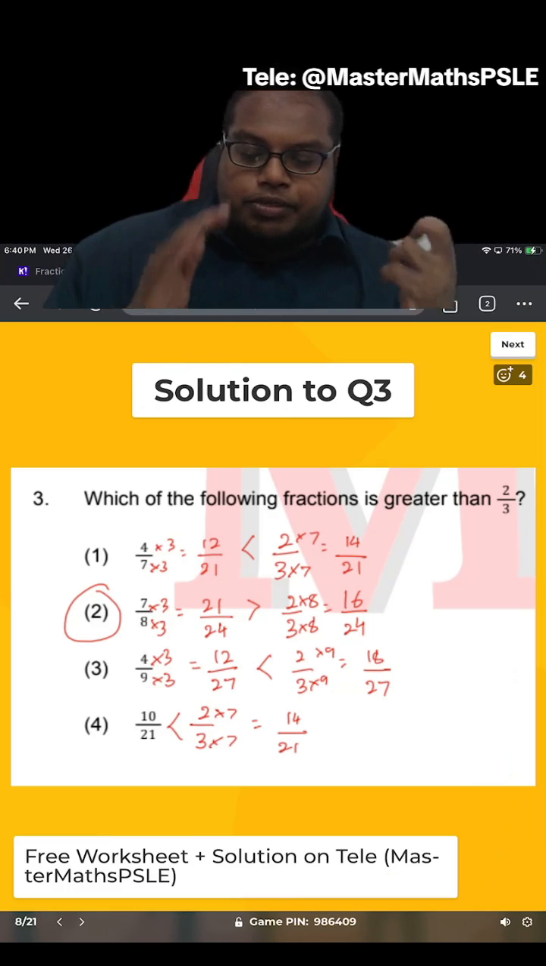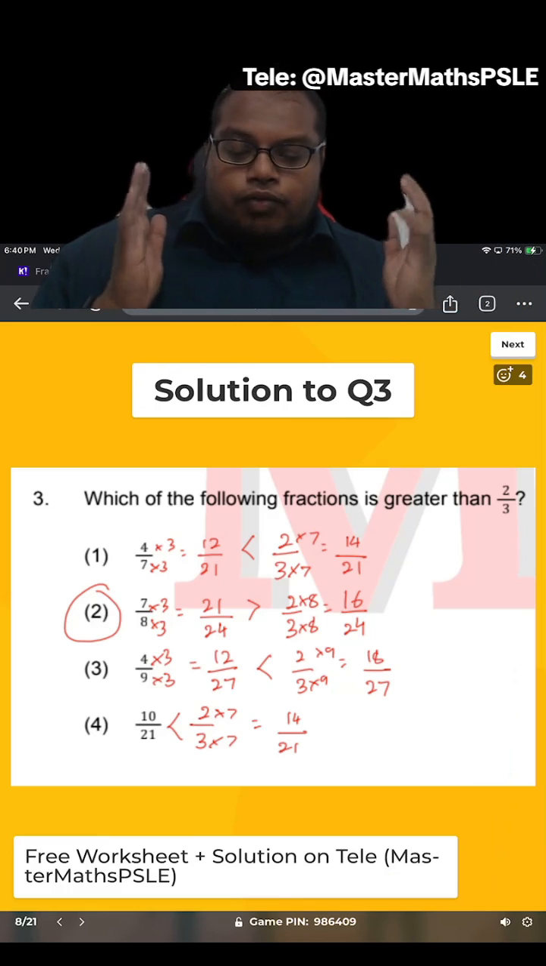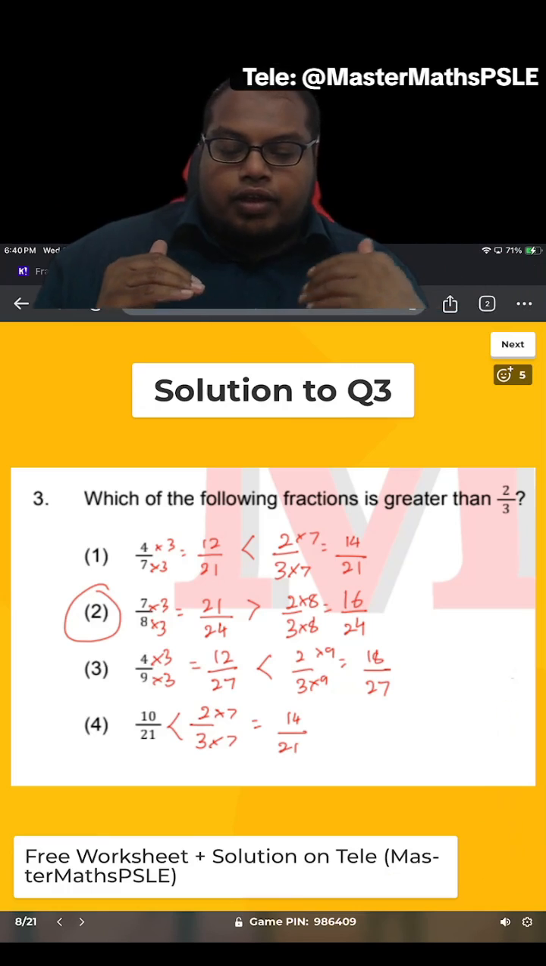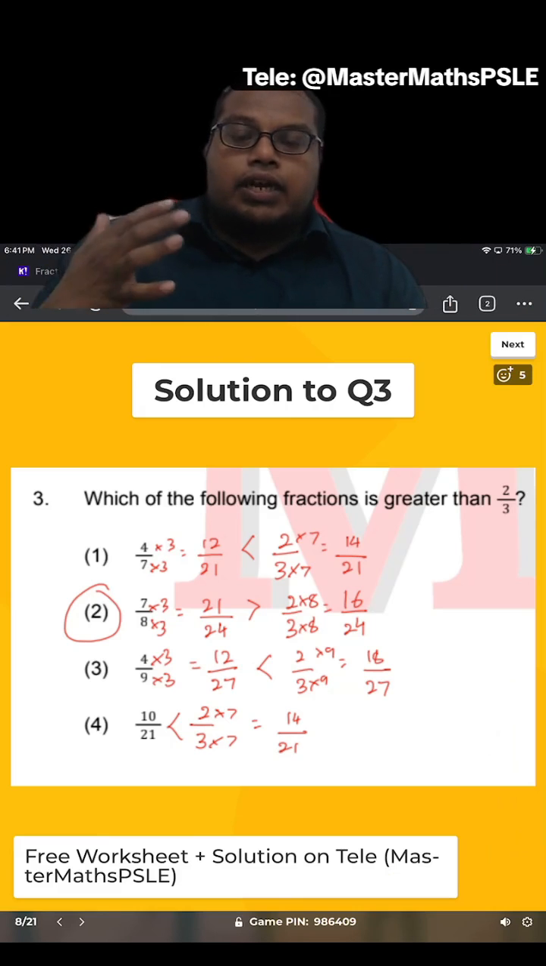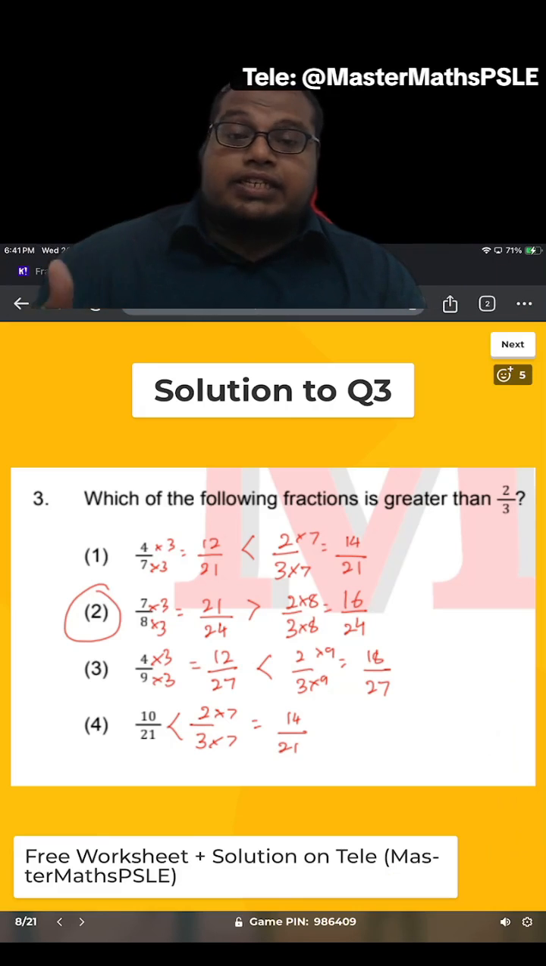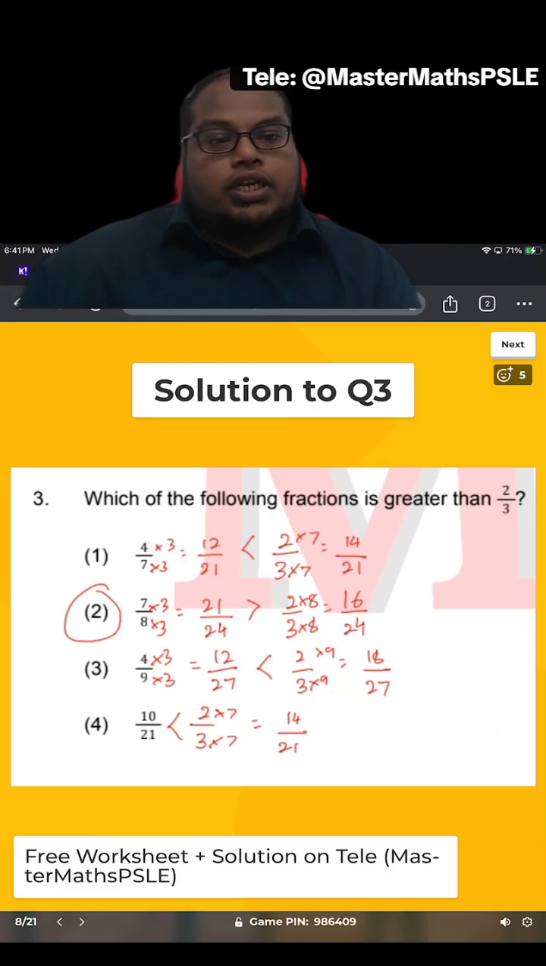Okay, just times 7 become 14/21. Okay, 14/21, 10/21, 14 is bigger. Alright, so we are looking for something that is greater than the 2/3.